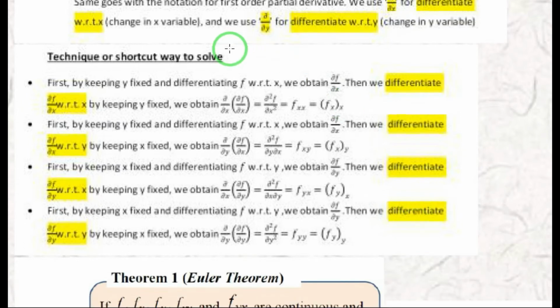So there are some shortcut ways to solve. First, for fxx, we differentiate f with respect to x two times by fixing y. Next, fxy. We differentiate with respect to x by fixing y first, and then we differentiate with respect to y by fixing x. For fyx, we differentiate with respect to y and make x constant, and then we differentiate with respect to x by making y constant. The last one is fyy. We differentiate f with respect to y two times by fixing x.